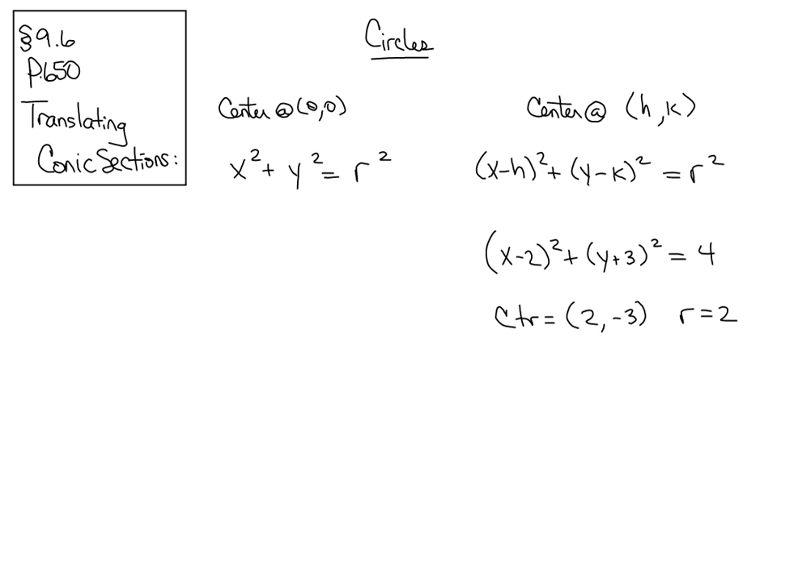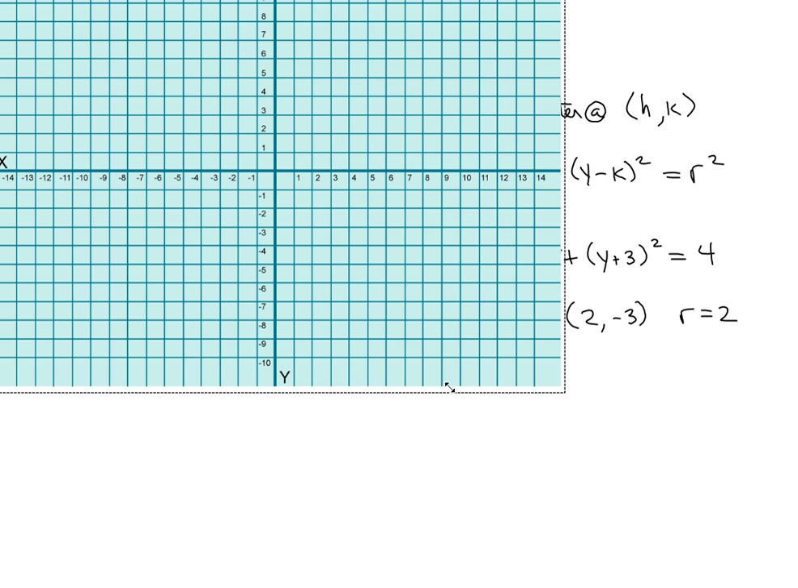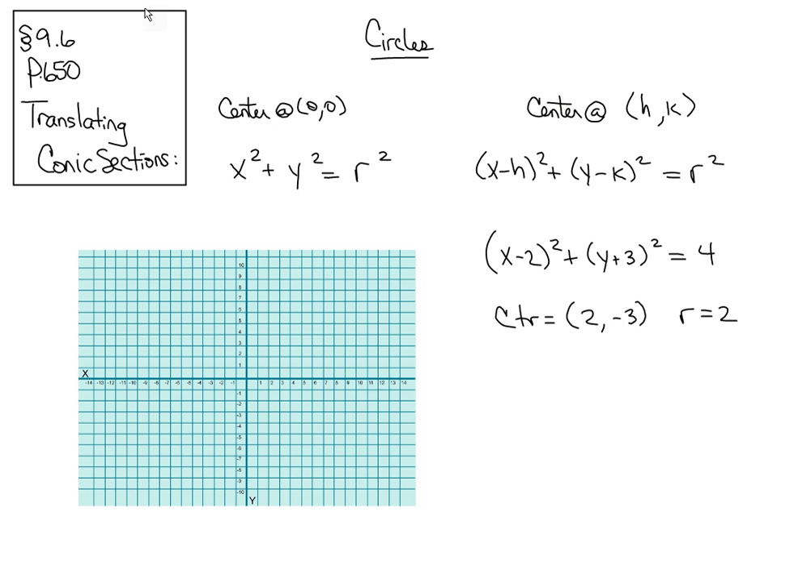Let's see if it cooperates this time. Okay. Our center now is going to be at 2 comma negative 3, which is right there. So now we've got to go 2 units in each direction, but we're not starting from 0, 0. We're starting from the center. So from the center, I go 2 to the right. I go 2 to the left. I go 2 up. I go 2 down. And then here's my circle.